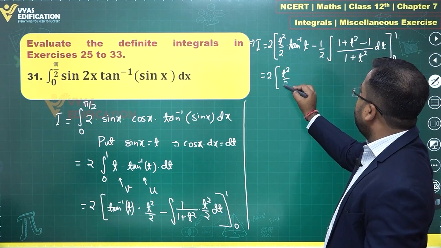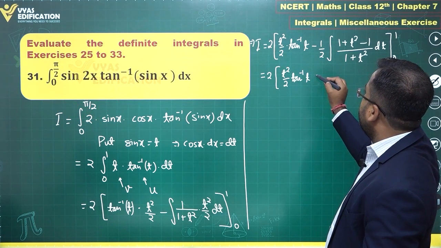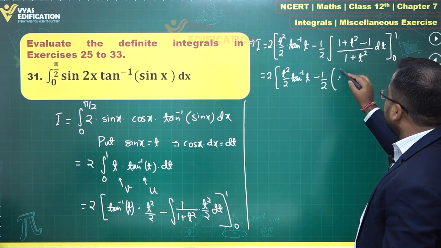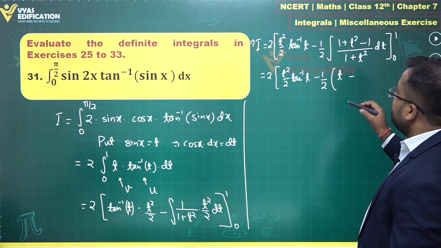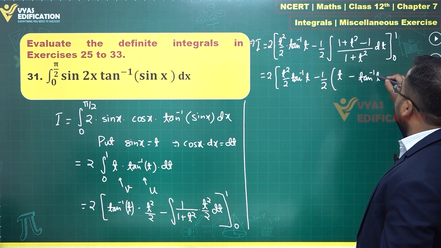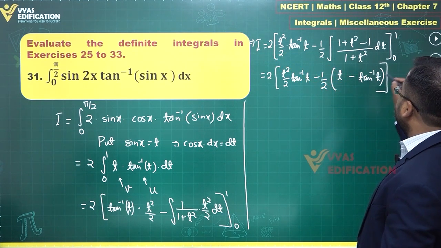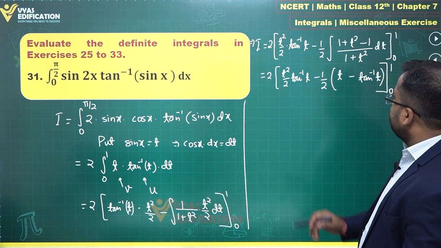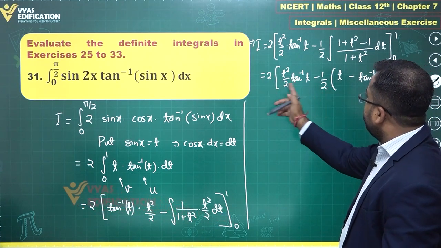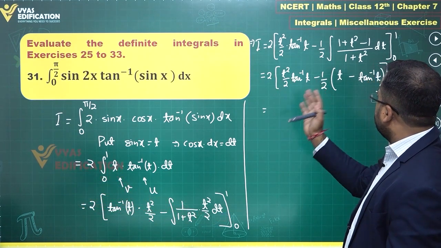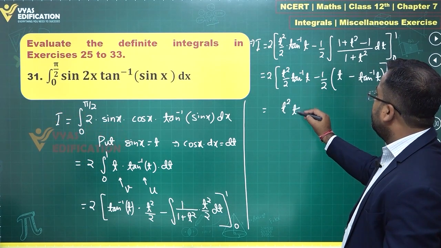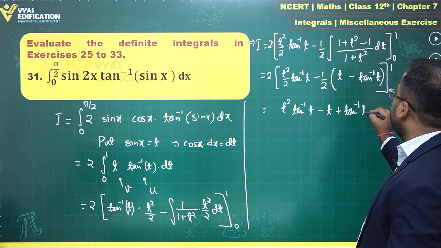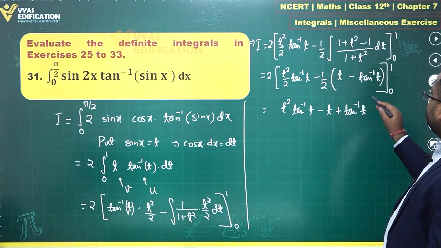So this 2 remains as it is. This is t square by 2 tan inverse t minus 1 by 2. This becomes 1. The integral of 1 is t, minus 1 upon 1 plus t square, which is tan inverse t, from 0 to 1. I'll substitute the limits. First let us simplify this as much as possible. This 2 from here and this 2 from here will come out common. What is remaining is t square tan inverse t minus t plus tan inverse t, from 0 to 1.